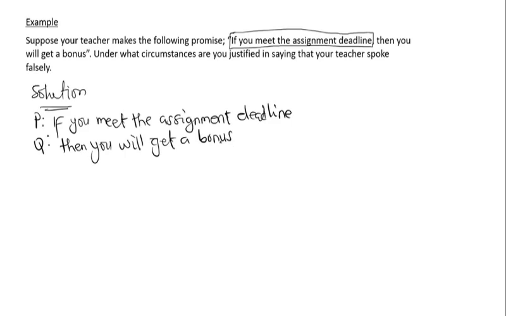Now, because we know "if" is starting, we know this is an implication, so it implies P if and only if Q, or P implies Q. So from the look at the question, we know this is an implication. They say, under what circumstance are you justified to say your teacher spoke falsely? So it means we are trying to say P implies Q, that is, P is true if and only if Q is also true. So let's write the implication table for the two statements P and Q. Let's draw our truth table.